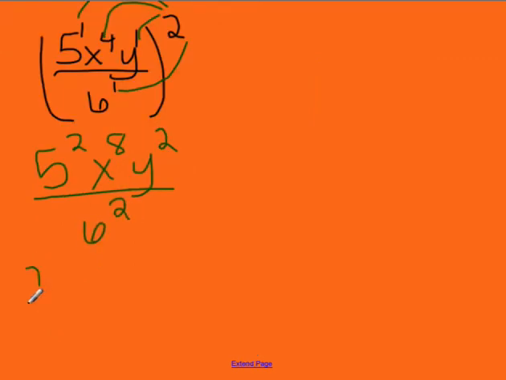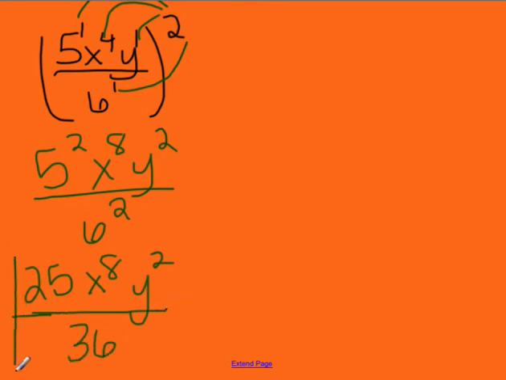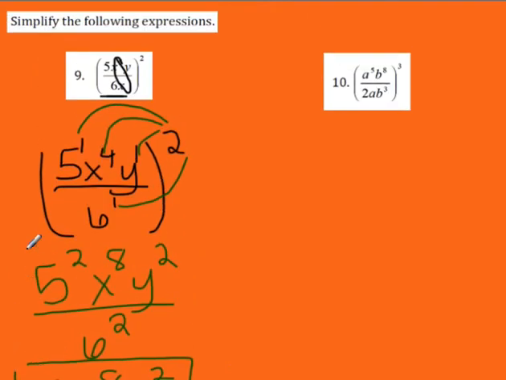Well, 5 squared is going to give me 25, and then I have x to the eighth and y squared. That's going to be divided by 6 squared, which is 36. So this right here is your final answer for number 9. Next, let's take a look at number 10.